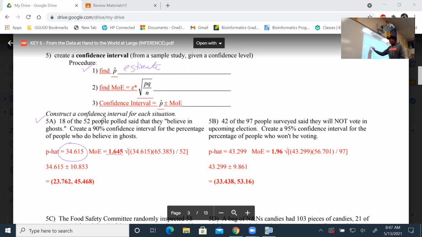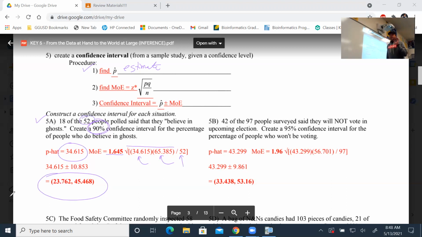Where did I get that? That's 90% confident. Looking on that chart, changing it to the critical value. And this is the square root here. The percentage, 1 minus the percentage, over n. Okay. And if you do the math on it, you end up getting this answer, somewhere between 24%, rounding, and 45% of people believe in ghosts. That's a pretty big area, 24 to 45%. The reason it's so large is because our sample size is very small, 52 people.